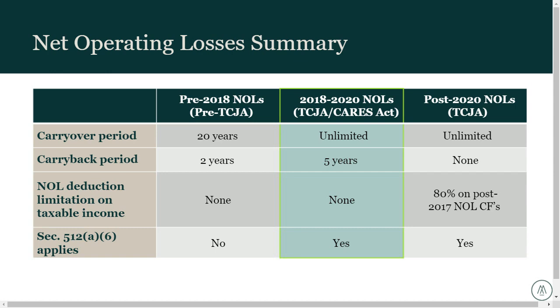For the NOLs generated between 2018 and 2020, you can carry these over for an unlimited amount of years, carry back 5 years. There's no limit to how much of taxable income can be offset by these NOLs, but these NOLs are siloed and need to stay in that UBI bucket. For the NOLs generated after 2020, you can carry these over for an unlimited amount of years, but you can no longer carry these back. And you can only use it to offset 80% of your taxable income, and UBI silo rules apply. So something to think about if you have NOLs.